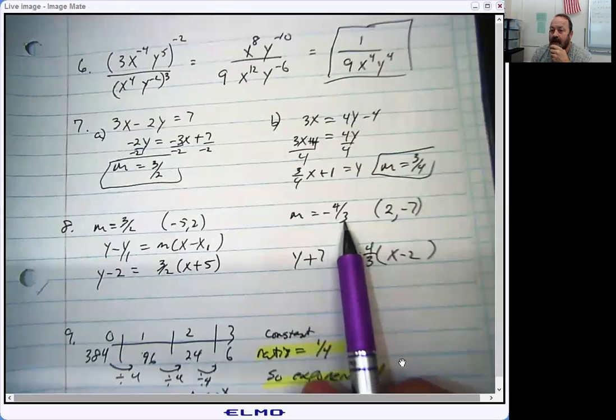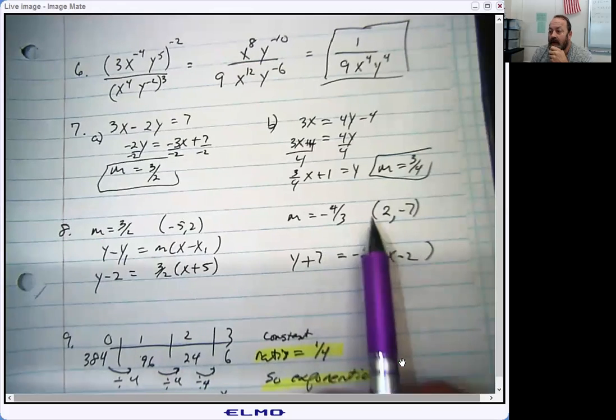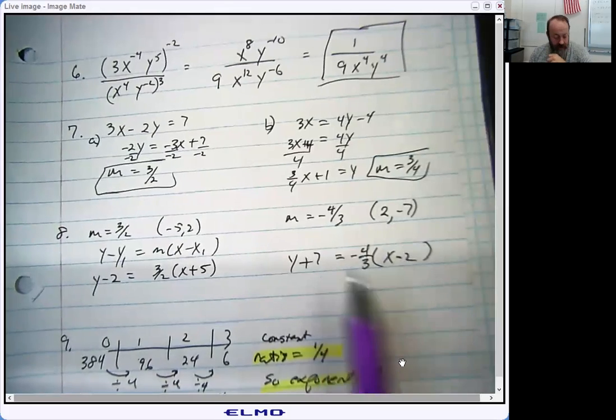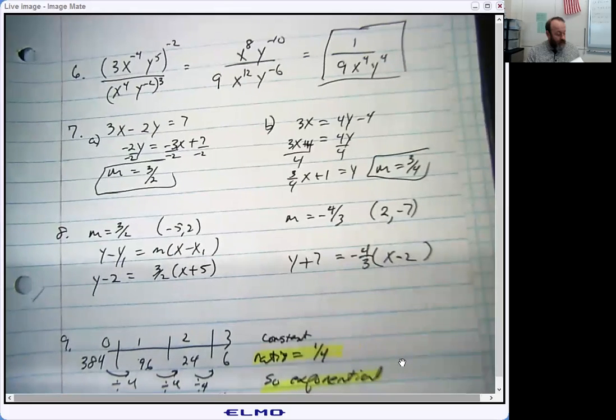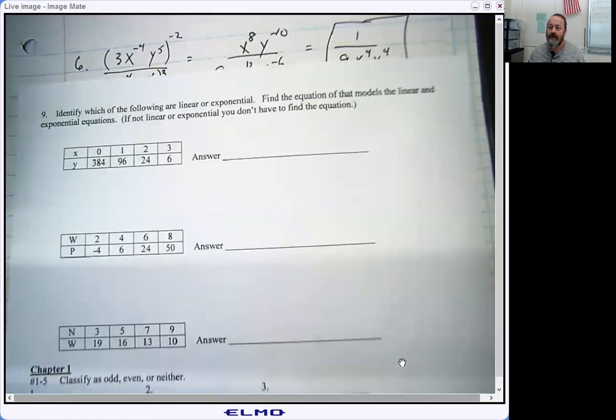So if I wanted -4/3, then I would use 3/4 would be -4/3. There's my slope, and there's my point. And the last question, I believe, in that review for that unit is taking a look through a series of problems and deciding which one is linear, which one is exponential, or in fact, none of the above.